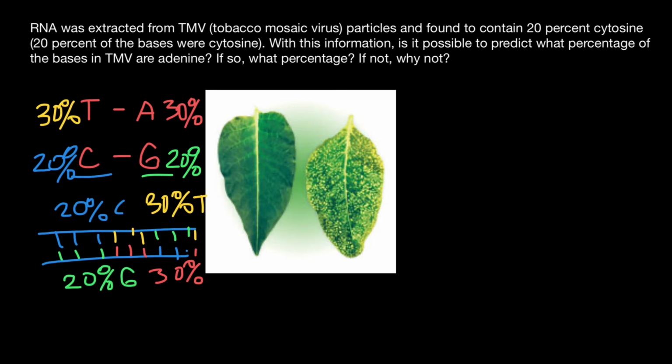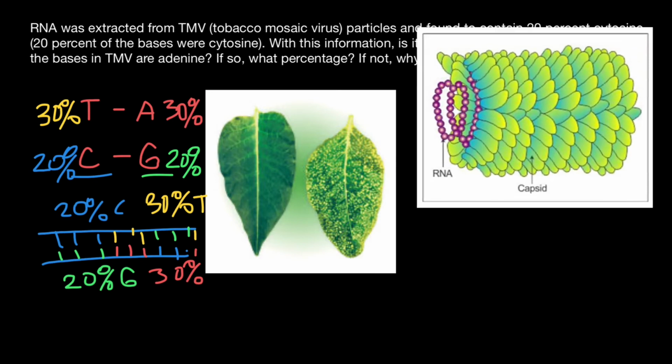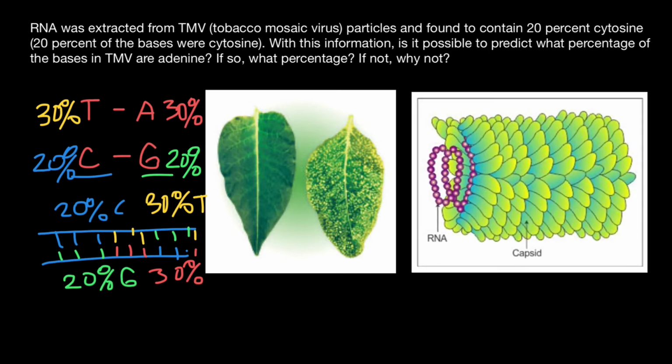But in our problem, we are told that tobacco mosaic virus is an RNA virus. Please take a look at this picture, and you will see that here we have RNA in the middle, which is surrounded by a capsid, which is made of proteins. So this is a single-stranded RNA virus. Take a look at what might happen.